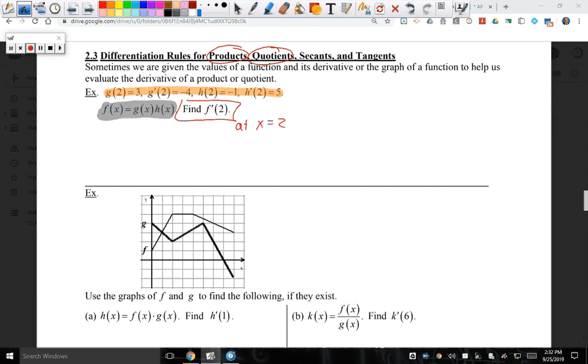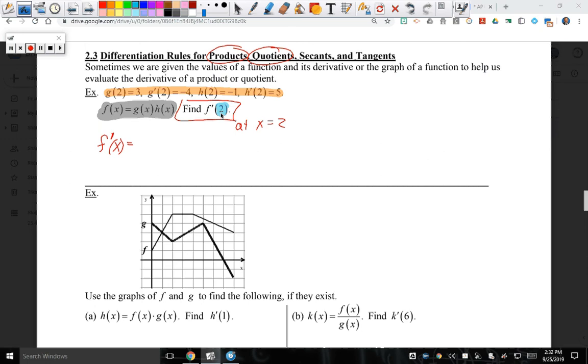Anyone? What do we need to find first? Just say it out loud. What do we need to find? F prime of x. We need to find f prime of x. Okay? Because otherwise, how else can I plug in my input of 2? Okay? So here we go. Always derive first and then plug in 2.